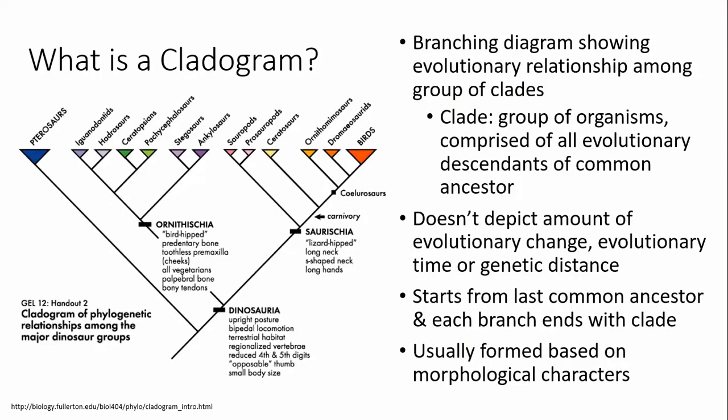A cladogram is something different. While it shows relationships, it does not depict amount of time, genetic distance, or evolutionary change. All it's showing is that things are different. A lot of times it's showing you clades, and a clade is basically a group of organisms that all come from the same common ancestor. So you could look at a clade of Dinosauria, which is every organism coming off of this location right here. You could look at the clade on this cladogram of Saurischia or Ornithischia.